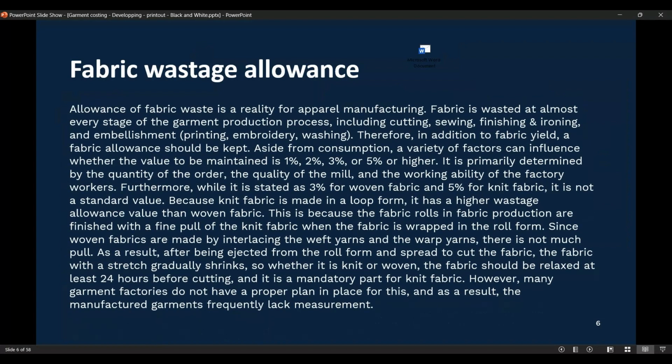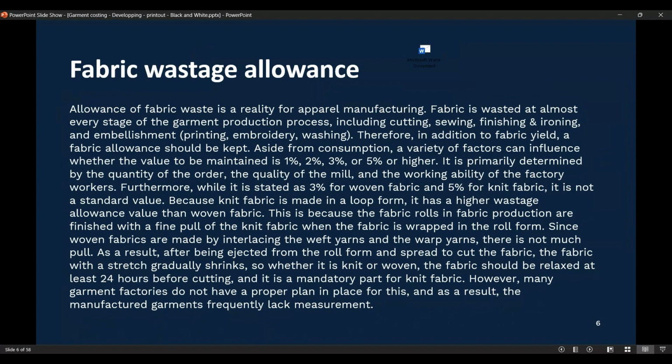Fabric wastage allowance. Allowance of fabric waste is a reality for apparel manufacturing. Fabric is wasted at almost every stage of the garment production process, including cutting, sewing, finishing and ironing, and embellishment, printing, embroidery, washing. Therefore, in addition to fabric yield, a fabric allowance should be kept. Aside from consumption, a variety of factors can influence whether the value to be maintained is 1%, 2%, 3%, 5%, or higher. It is primarily determined by the quantity of the order, the quality of the mill, and the working ability of the factory workers.